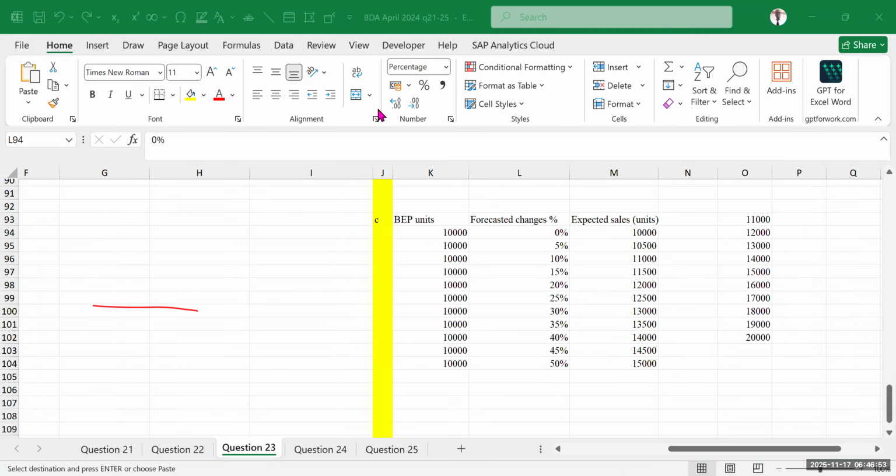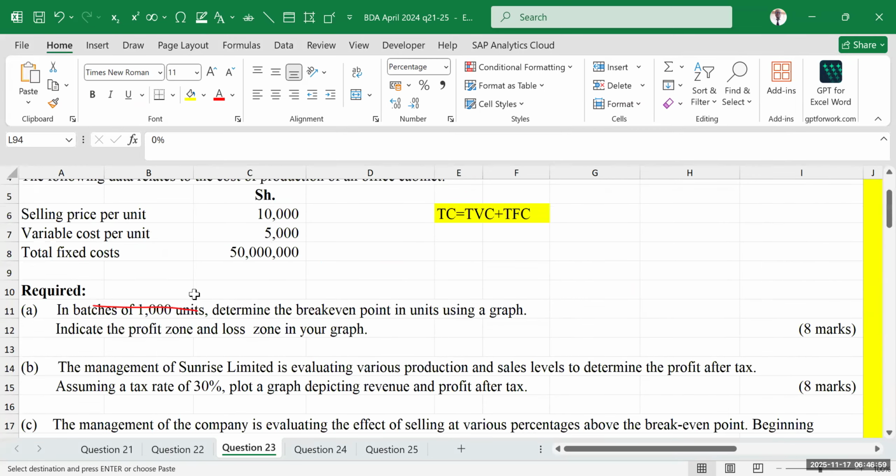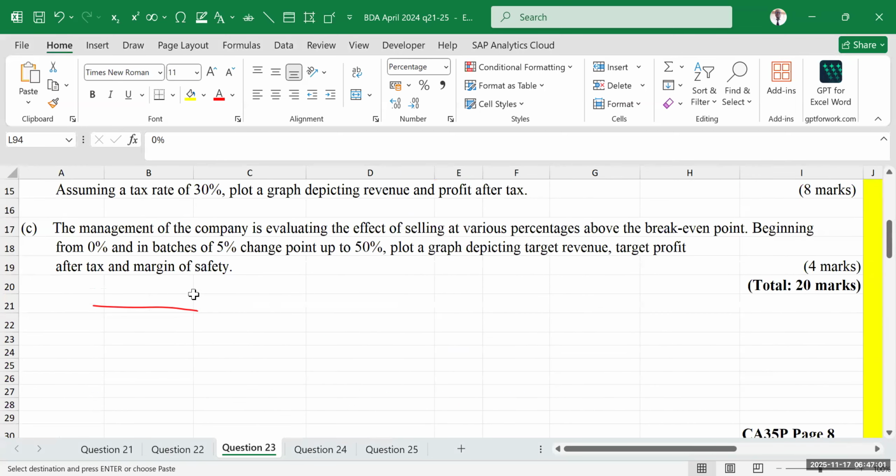We are forecasting. So the language here is very simple. Our reference point is break-even point. And that's why they are saying effect of selling at various percentages above the break-even. So break-even is our reference point, and we are varying the percentages above the break-even, and the percentages are in batches. 0, batches of 5. So 0 to 5 to 10, like that, up to 50.